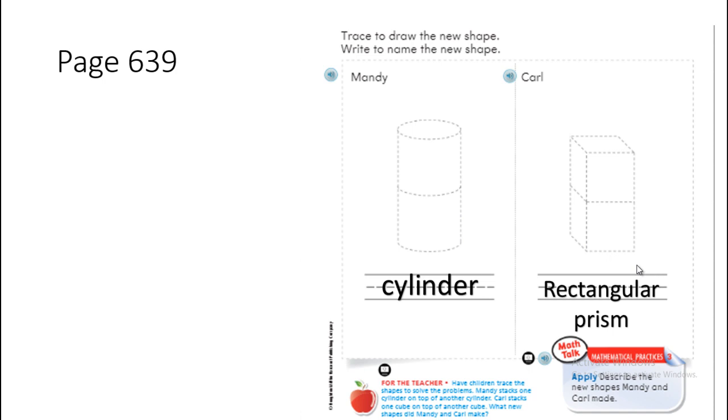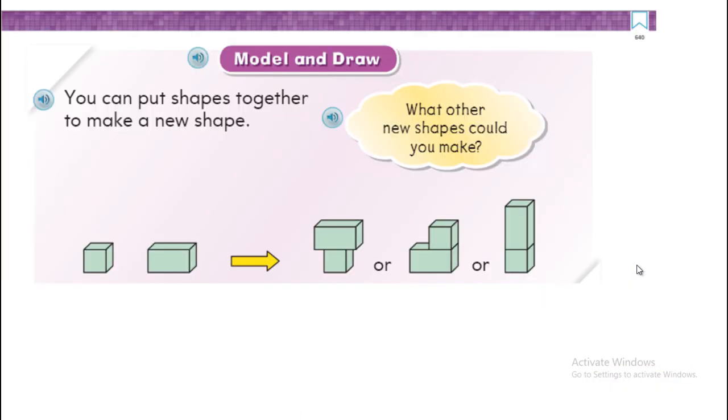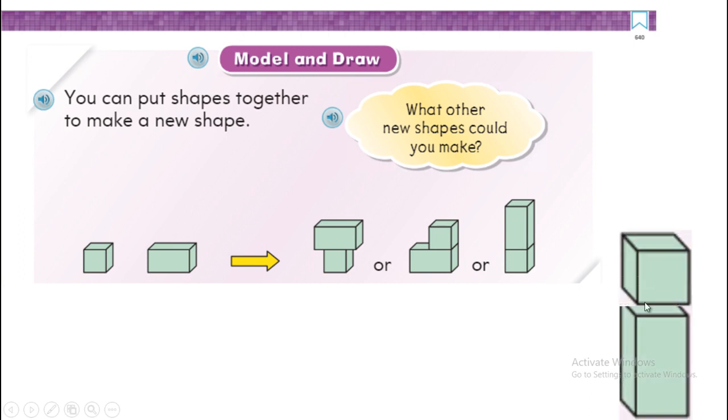Open the next page. Model and draw. You can put shapes together to make a new shape. Like putting a cube with a rectangular prism. You can put them in so many different ways. Look at the three ways they made by using cube and rectangular prism. What other shapes you could make? Well, I can make like this shape, but I can put the rectangular prism first, and then I'm gonna put the cube on top. So I can make different shapes.